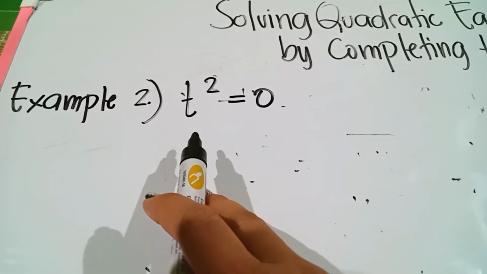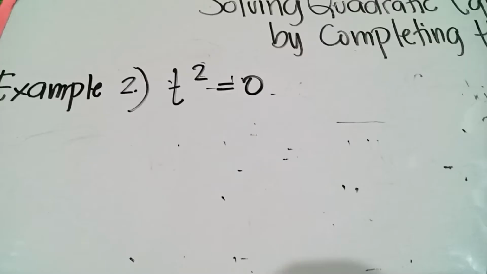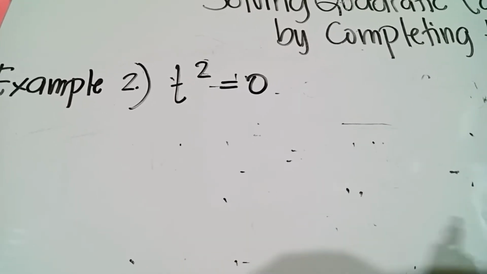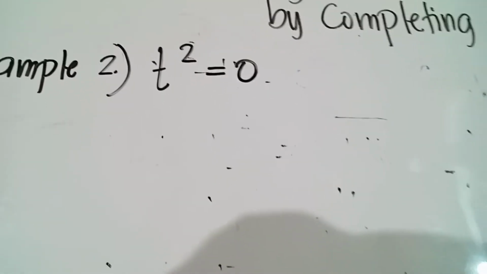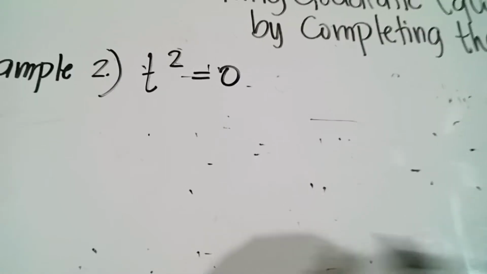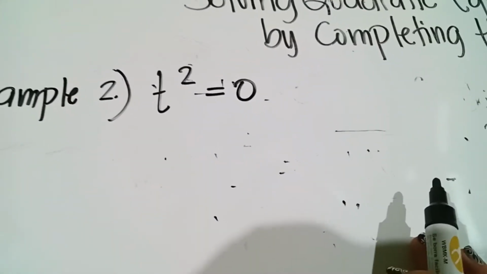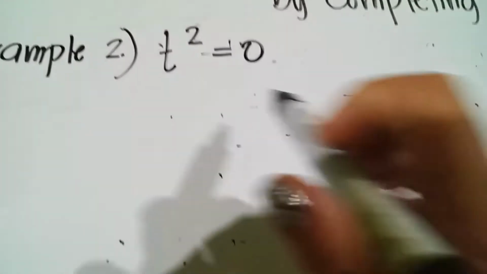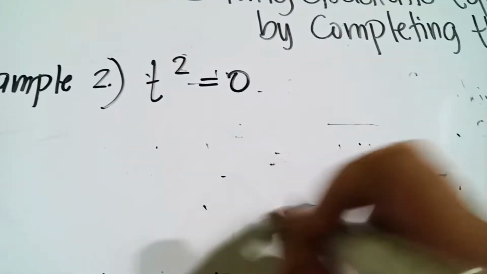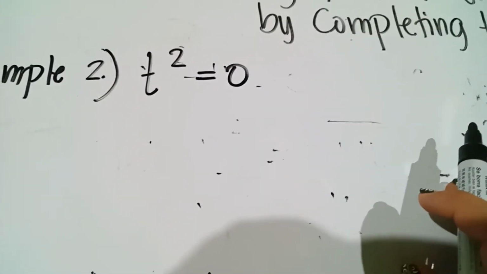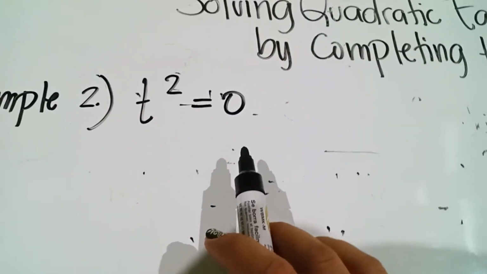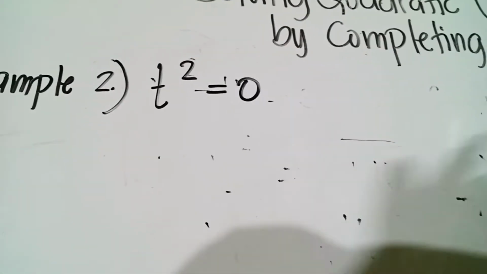Let's have example number 2. Our example number 2 is t squared is equal to 0. Minsan, kung ano pa yung simple na given, diyan pa tayo minsan naguguluhan. So, example number 2, t squared is equal to 0 at ito yung pinakamadali. So, anong sabi? T squared daw is equal to 0. So, since t squared is equal to 0, the equation has only one solution.